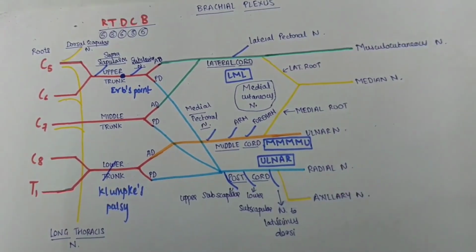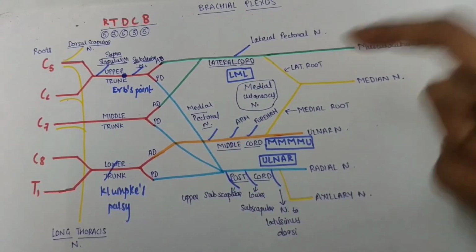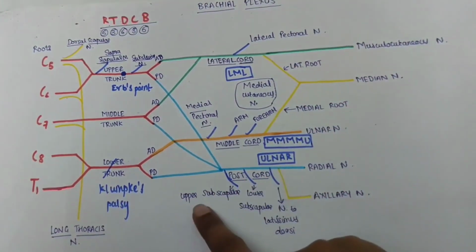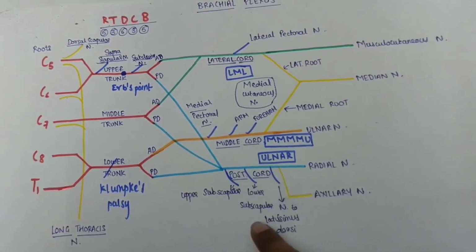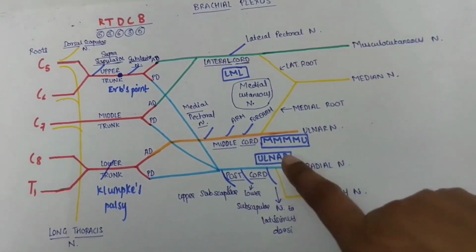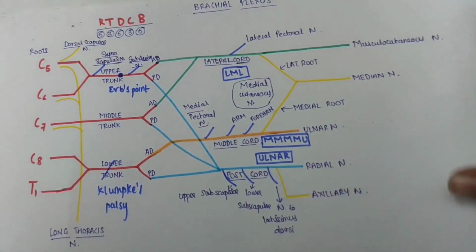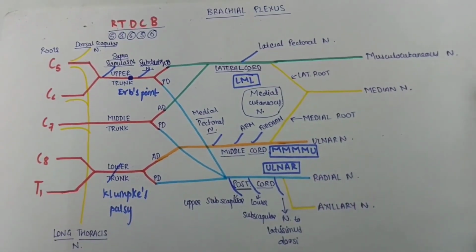So there are 5 branches of posterior cord, which are U for upper subscapular nerve, L for lower subscapular nerve, N for nerve to latissimus dorsi, A for the axillary nerve, and R for radial nerve. So this is the brachial plexus.